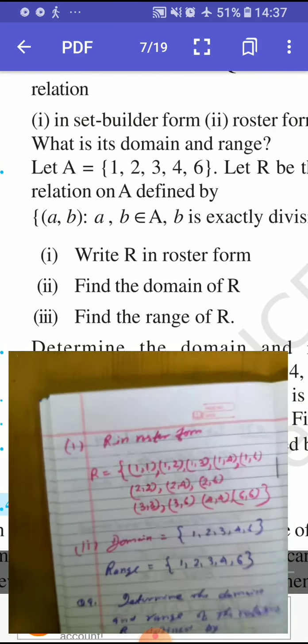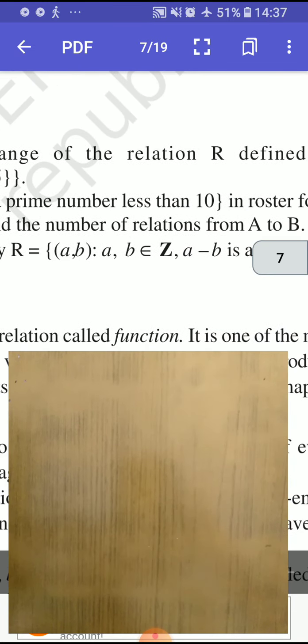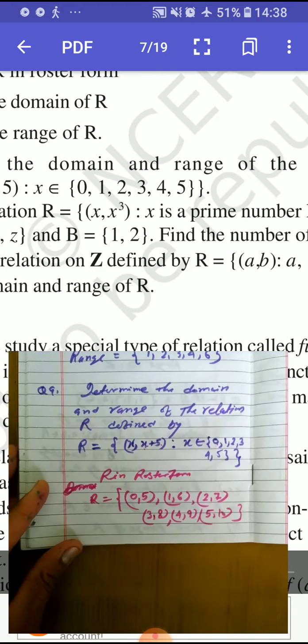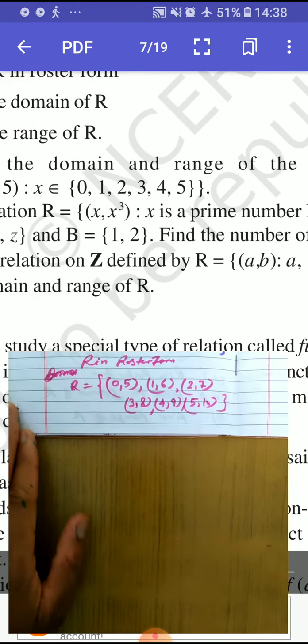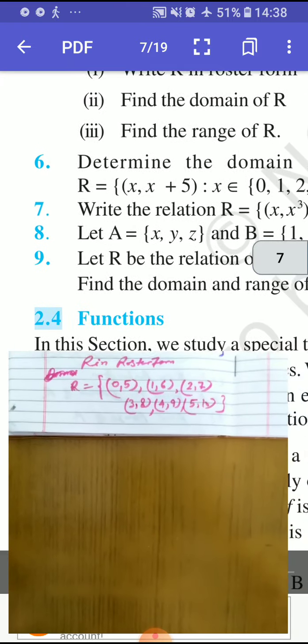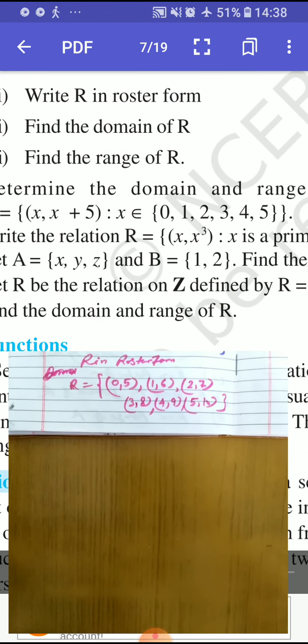Now come to question number 6. Determine the domain and range of the relation R defined by R = {(x, x + 5) : x belongs to {0, 1, 2, 3, 4, 5}}. Right? Okay, in this question you can solve it like that. Determine the domain and range.